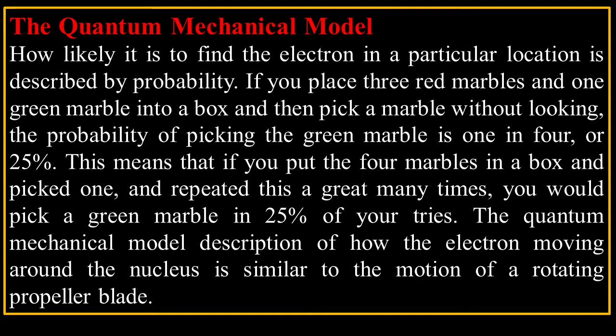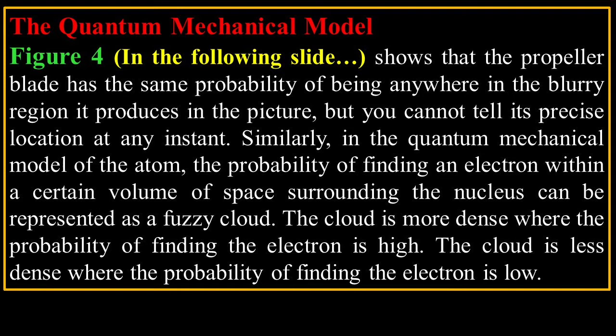The quantum mechanical model description of how the electron moves around the nucleus is similar to the motion of a rotating propeller blade or a rotating fan blade. Very similar. You get that shadowy existence of something's there. Figure 4 in the following slide shows the propeller blade has the same probability of being anywhere in the blurry region it produces in the picture, but you cannot tell its precise location at any instance.